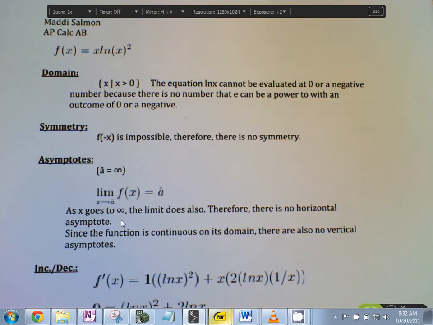Sure. Okay, we got that. Therefore, there is no horizontal asymptote. I like that. It does get infinitely big. ln x gets infinitely big as x gets infinitely big, and so does x. So if you multiply them, they're definitively getting bigger. Since the function is continuous on its domain, there's also no vertical asymptotes. I like that. That's very clear and concise, and it's a complete sentence with nouns and verbs. There's a period. Excellent. Very good.